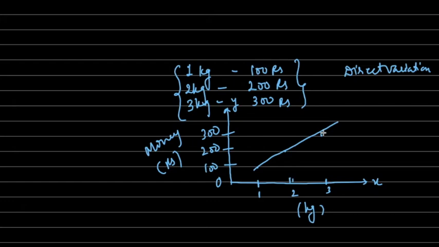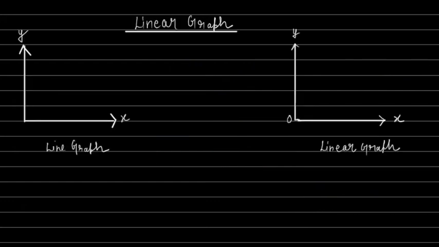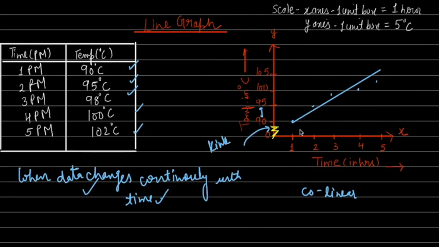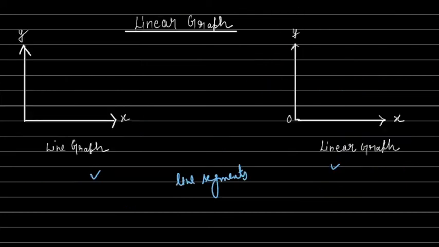Now there is another kind of graph, which is the linear graph. This is your line graph and linear graph. There is a very minor difference between the line and linear graph. In both graphs we use line segments to plot, right? As we have seen in the previous slide, for the line graph we always use a line segment. Similarly, for the linear graph also we make use of line segments.